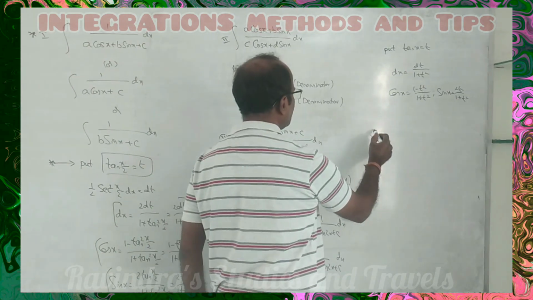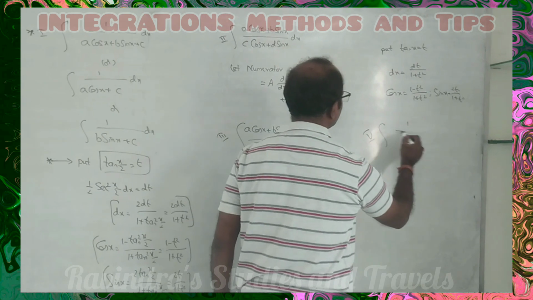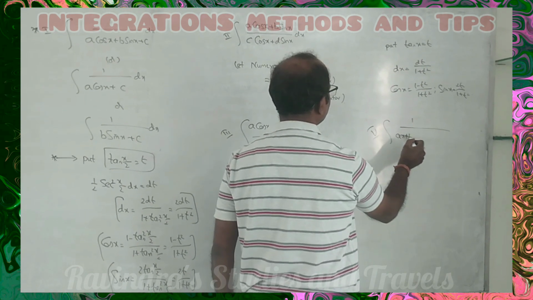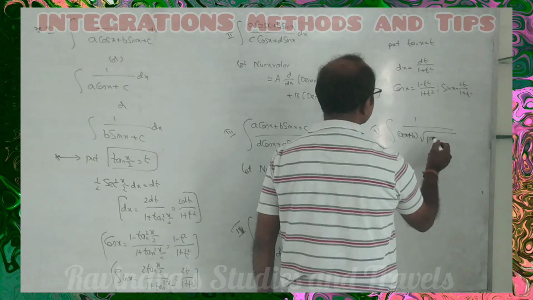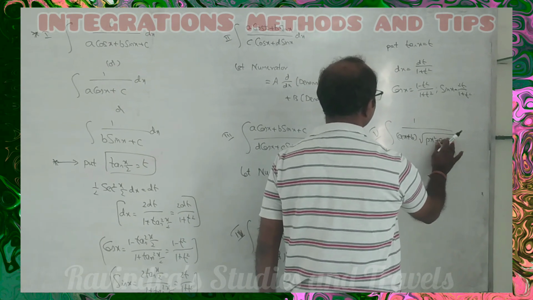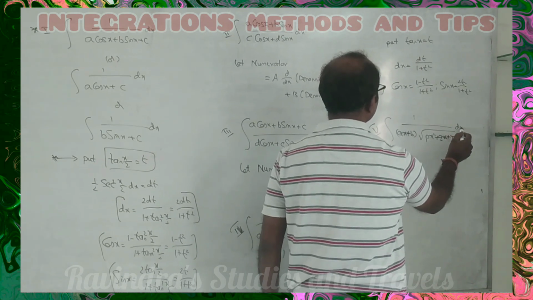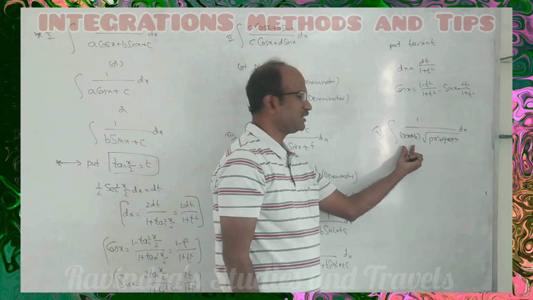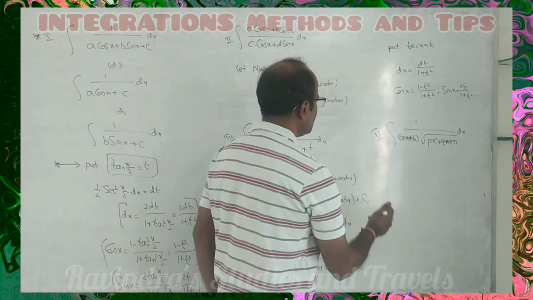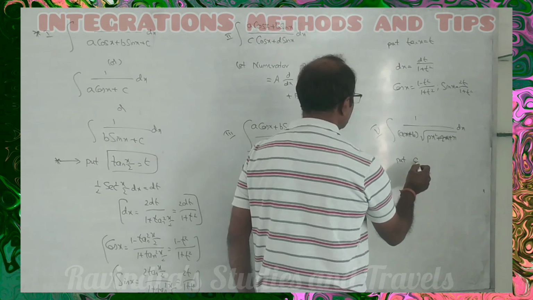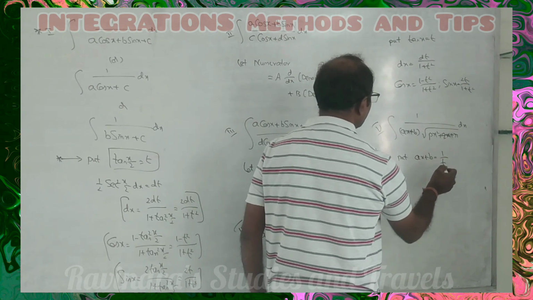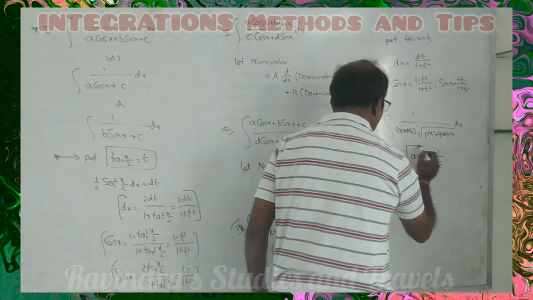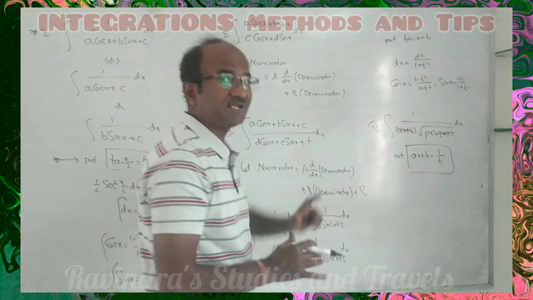Now see the fifth model: integral 1 by ax plus b into root of px square plus qx plus r. This model is also very important for 7 marks. When you see a linear factor outside and a quadratic under root in the denominator, proceed by putting ax plus b is equal to 1 by t. Write x in terms of t, differentiate, and proceed. This is the first step which you have to write. That is the meaning of recognizing the model.